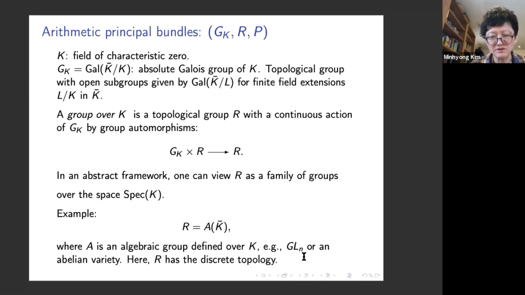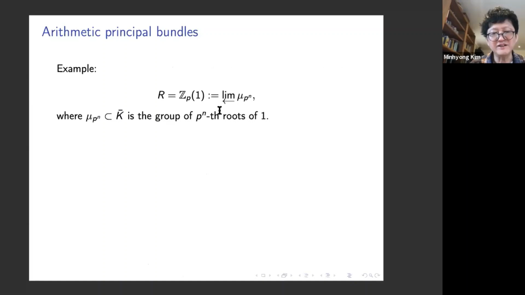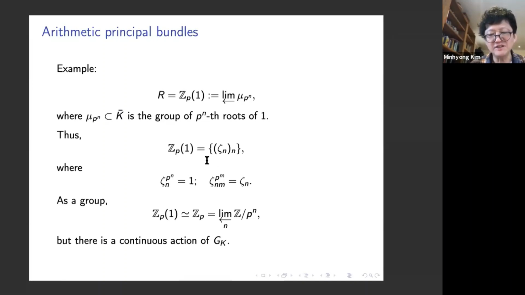This is actually important as well in number theory, but it doesn't have as much information as some of the groups I'm about to discuss. So a better example is something like this. You consider the group of p-power roots of unity inside K-bar and take the inverse limit of those. What that means is that you have a sequence of p-power roots of unity that are related to each other by p-th powers. Those are the elements of this group. This is sometimes denoted Z_p(1).